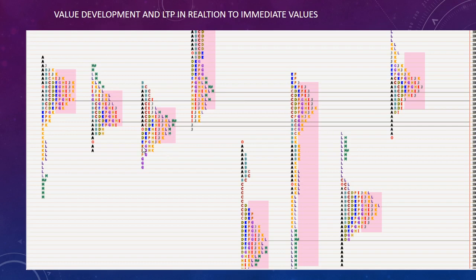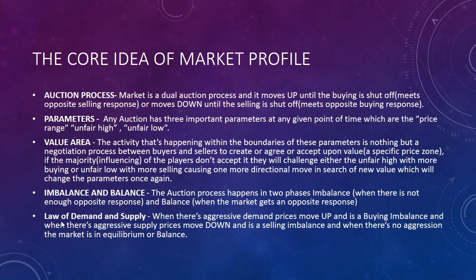So for example, after this imbalance, we have balanced here, right? And then we again moved here, right? So this particular chart is not very clear, but we will discuss more about imbalance and balance in the upcoming video. But the flow of the market is like that.